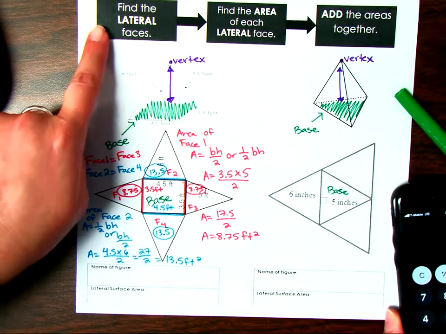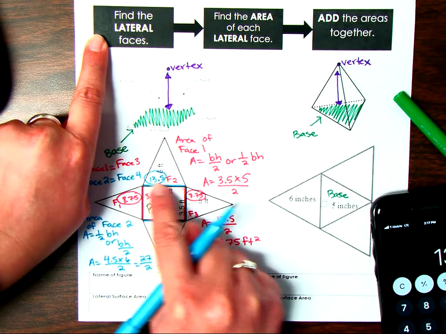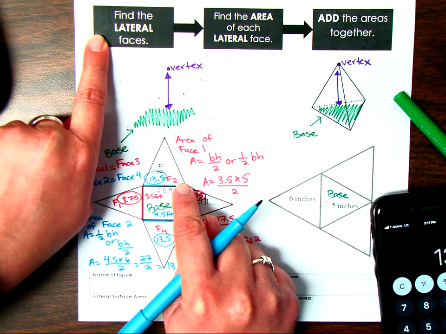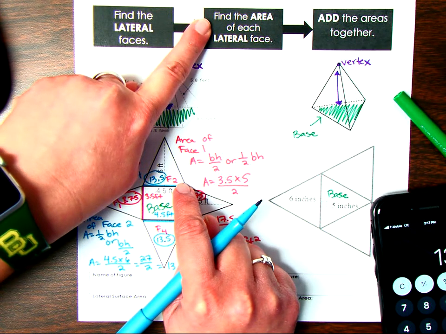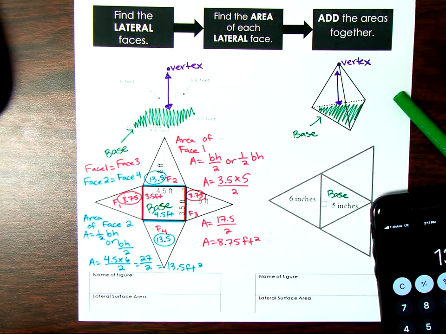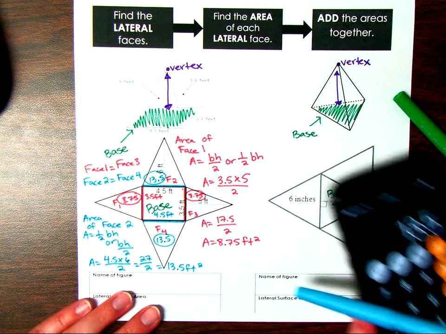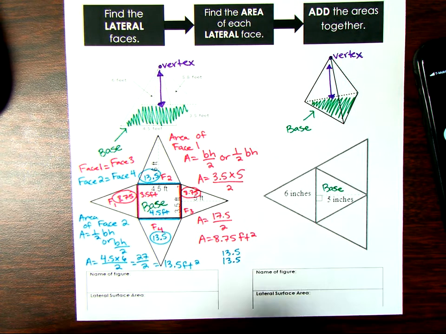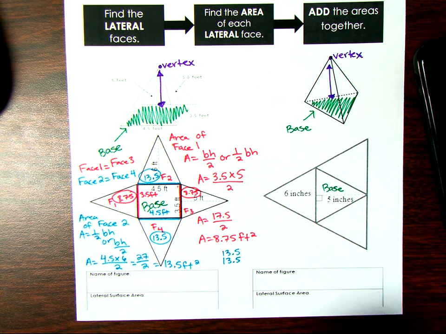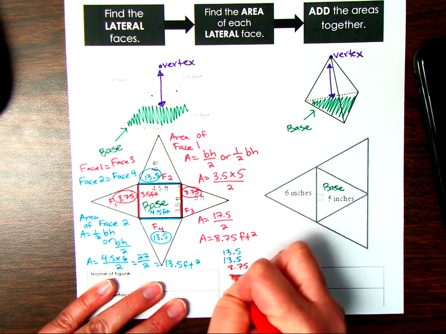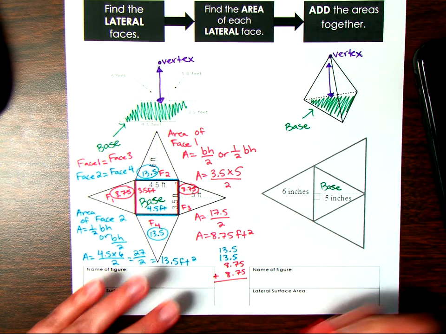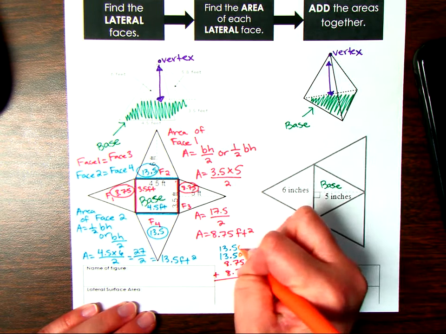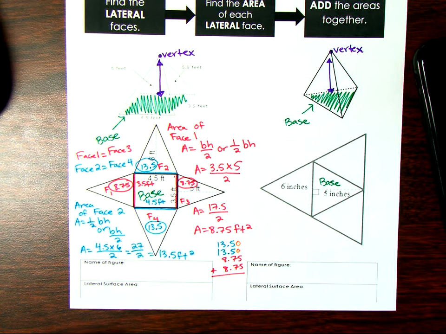So we identified the lateral faces. That was my first step. Because my base was a rectangle, I'm going to have 4 triangles, because it's a 4-sided figure for my base. We found the area of each lateral face. Now we're going to add them all together. Because I have 4 faces, I should be adding 4 numbers. So I have 13 5/10 and 13 5/10 for face 2 and face 4. Then I have face 1 and face 3, and we can add those all up. Put a 0 as a placeholder right here.